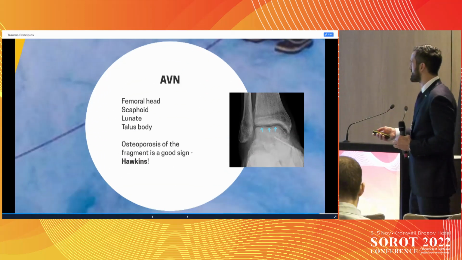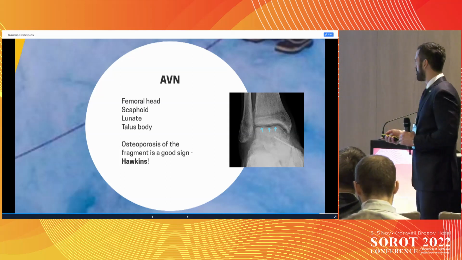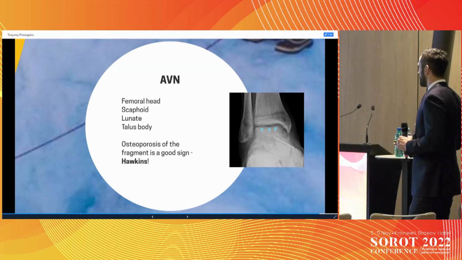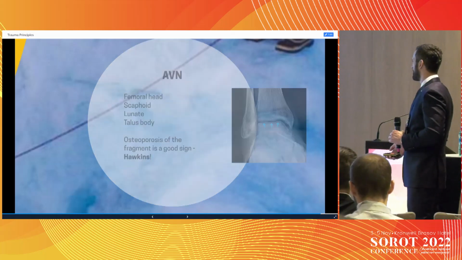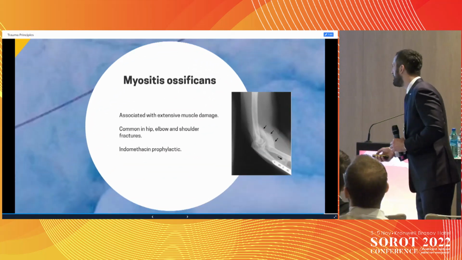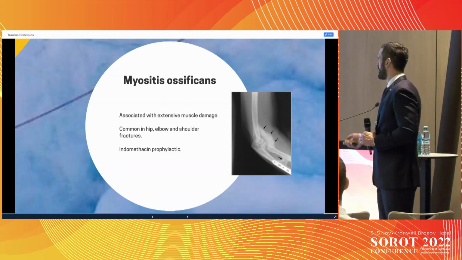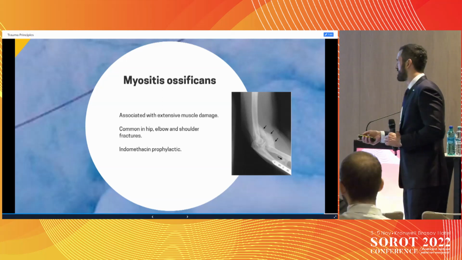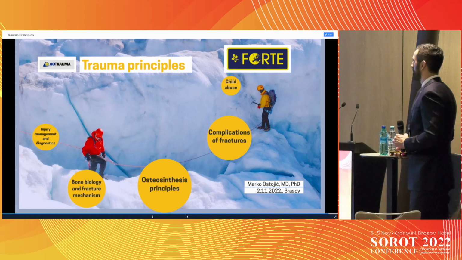Avascular necrosis: some parts of the body are prone to it, like the femoral head, scaphoid, lunate, and talus body. Osteoporosis of the fragment is a good sign. It means revascularization. That's Hawkins' sign on the dome of the talus. Myositis ossificans is common in hip, elbow, and shoulder fractures. If you think there is a chance of myositis ossificans, do the prophylaxis with indomethacin.